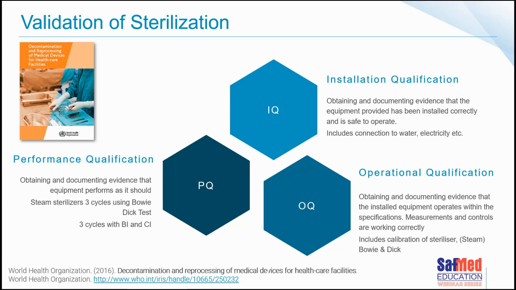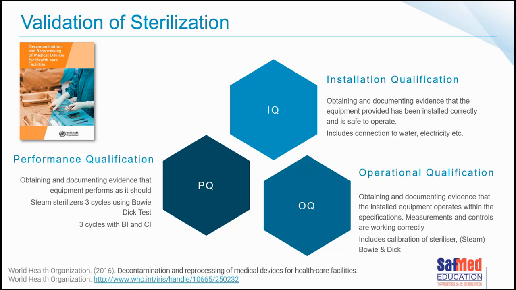Okay, so moving on to performance qualification. Performance qualification definition: obtaining and documenting evidence that the equipment performs as it should. And in the case of steam sterilizers, for example, we do 3 cycles using a Bowie-Dick test and 3 cycles with a biological and a chemical indicator in a loaded autoclave.